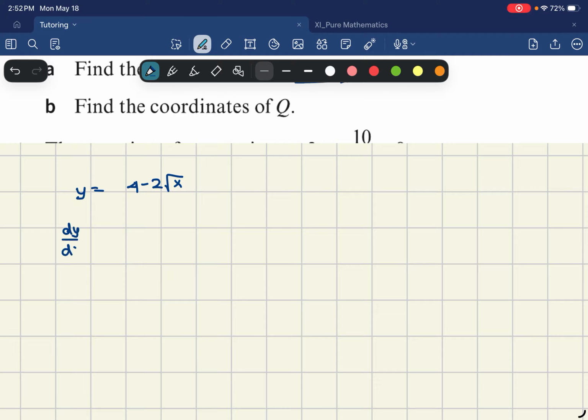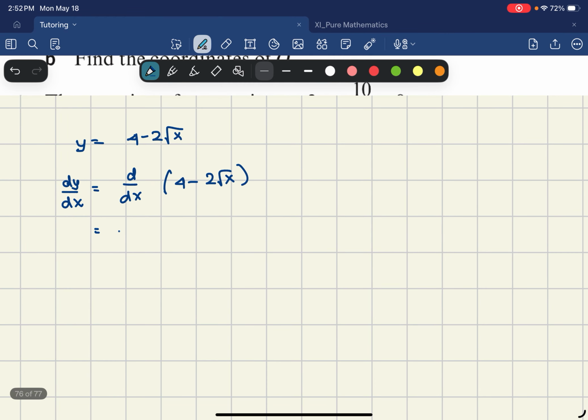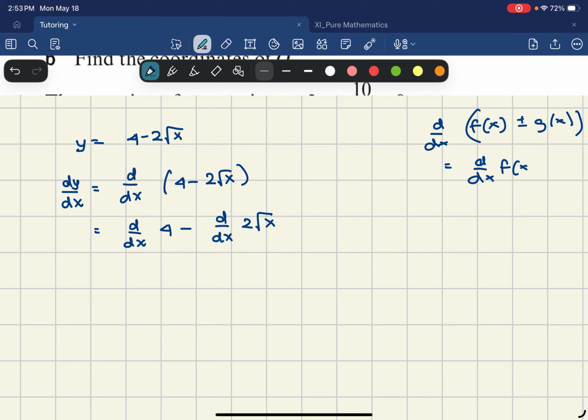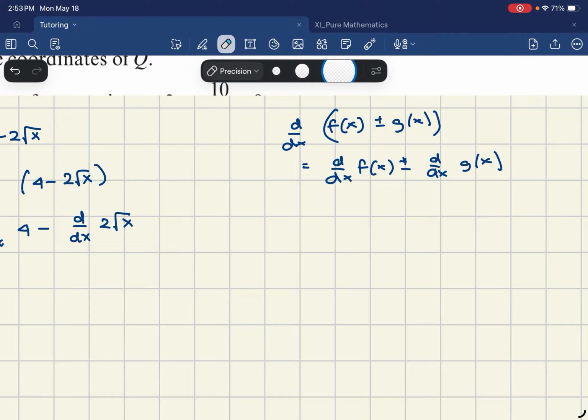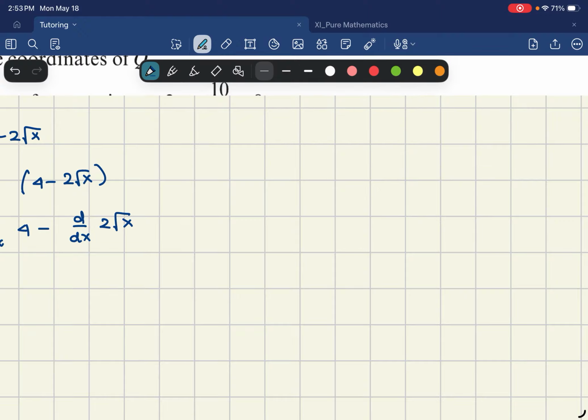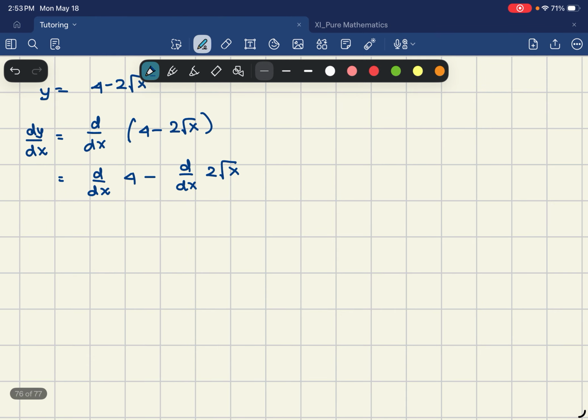Find dy by dx, which is d by dx of 4 minus 2 square root of x, right? And the derivative of 4 is just 0. So I can separate this like this, right? Keep the sign. So remember, d by dx of f of x plus or minus g of x, you can just do it individually, and you preserve the sign, whatever is in between, plus or minus d by dx of g of x. This was introduced in the first video, although I think I wrote only plus, but it works for minus as well. Subtraction is just addition with a negative number, right?